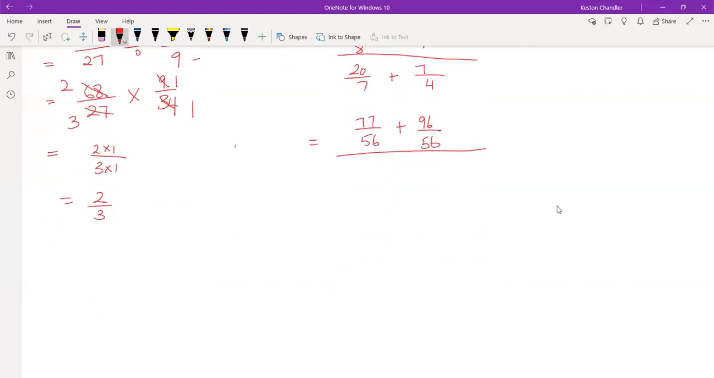And I'm going to do the same thing at the bottom here, right? So here the LCM of 7 and 4 is going to be 28. So multiply that by 4 to get 28. Multiply here by 7 to get 28. And anything you do at the bottom, you have to do the same thing at the top. So it remains an equivalent fraction. So I get 80 over 28 plus 49 over 28. And that saves me a lot of working because now I just need to add the numerators because my denominators are the same.